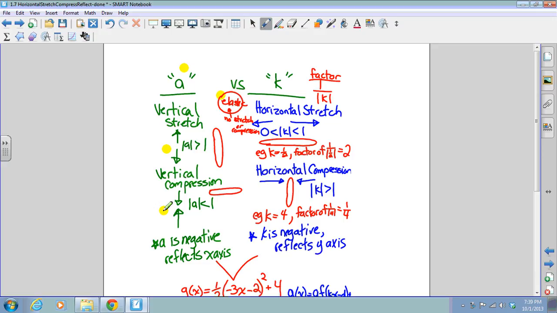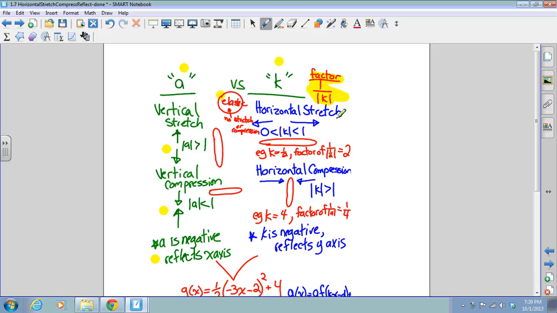If the absolute value of A is greater than 1, it's going to be a vertical stretch. And if we go the opposite direction, if the absolute value of A is less than 1, then it's a compression, so it makes it like a pancake. And we also know that if A is negative, it reflects over the x-axis. Now to introduce K, K is a little bit different, especially in that the factor is 1 over the absolute value of K. So it's a little different when we take a look at this.